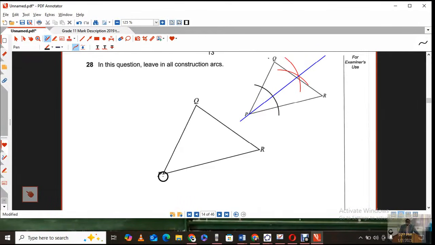So it means we have to bisect this angle. And this was exactly a similar question in last year's paper. So that blue line, how do I do that?